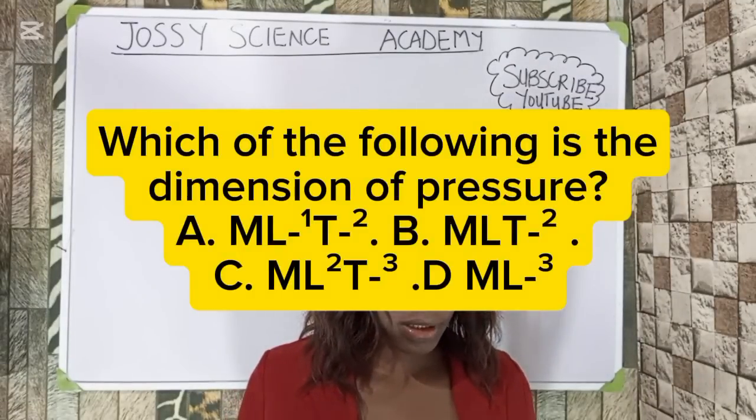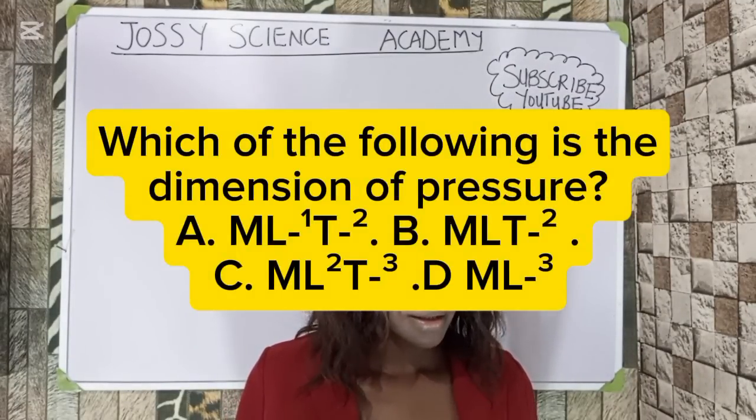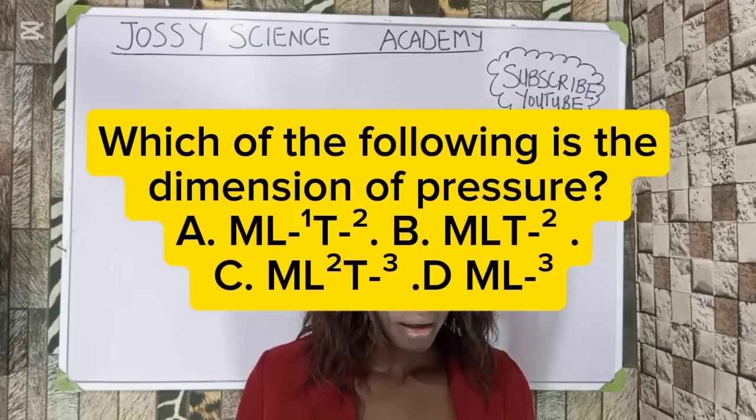Which of the following is the dimension of pressure? Option A, ML^-1 T^-2. Option B, MLT^-2. Option C, ML^2 T^-3. Option D, ML^-3.